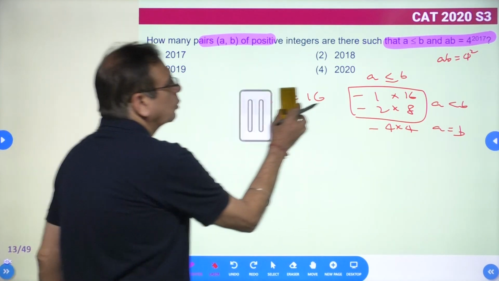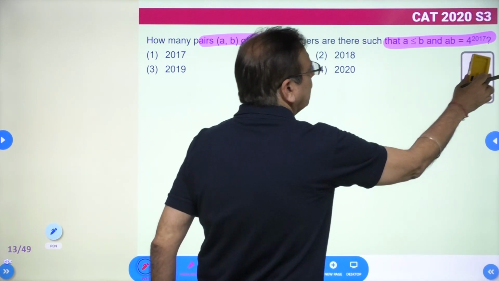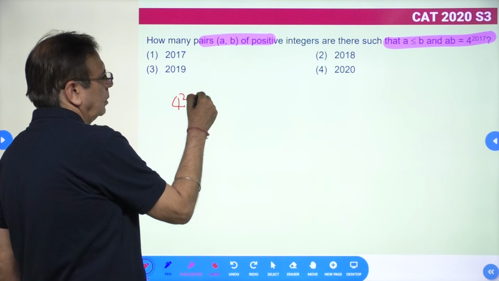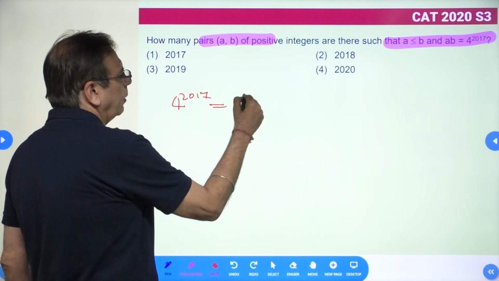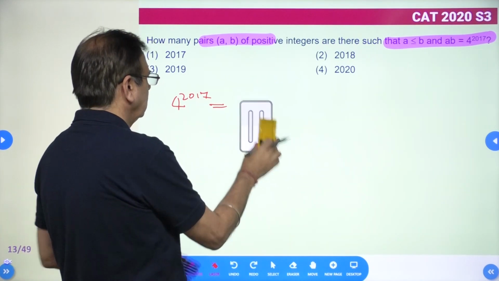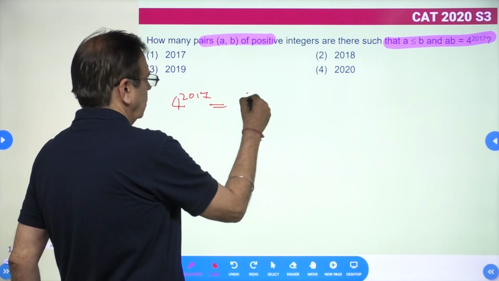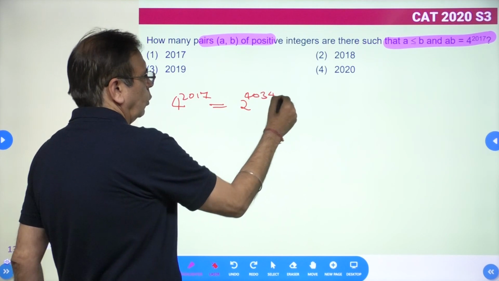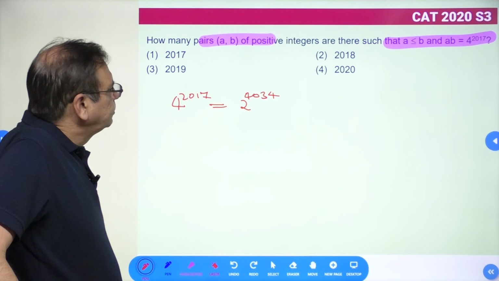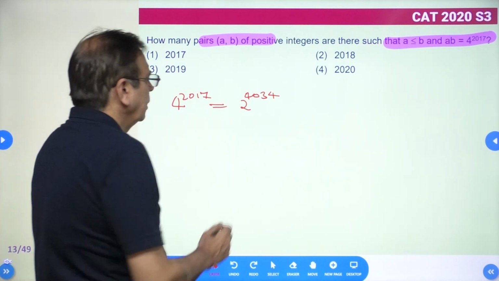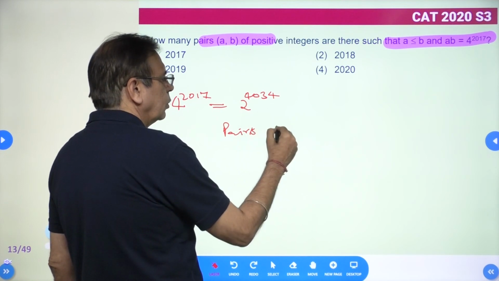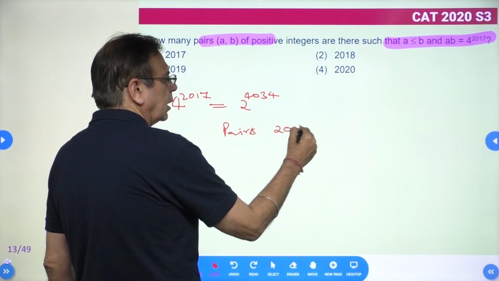So now let us take this question. Okay, now let's look at this question. 4 to the power 2017, which is equal to 2 to the power 4034. Now this is a perfect square. How many pairs will be 4034 by 2, that is 2017.